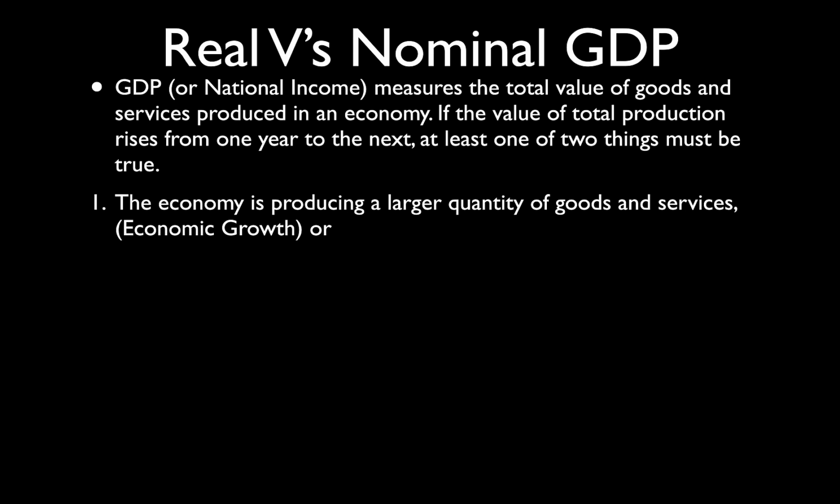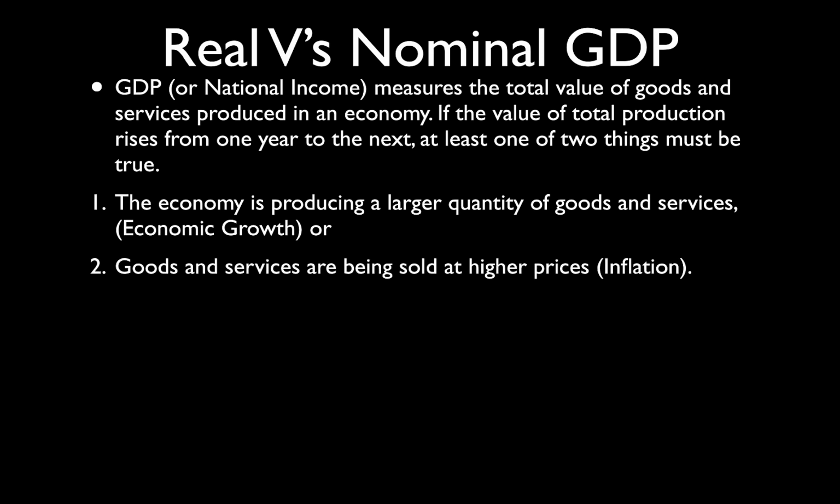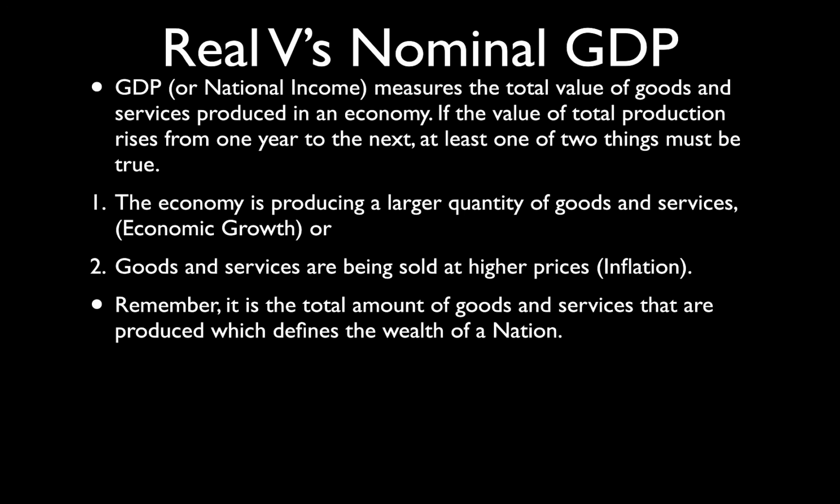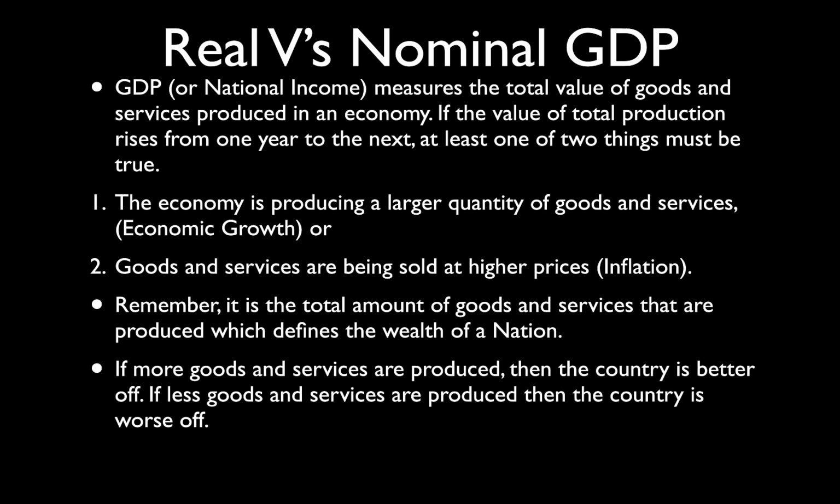Greater production means we have a higher standard of living, because greater production means greater consumption. Or the second thing could be occurring, which is goods and services are being sold at higher prices, a sustained increase in the general level of prices. Overall, prices have risen. That's called inflation. Now again, I will not shut up about this, and I'm sorry, I'm probably going on for way too long. Remember, it is the total amount of goods and services that are produced which defines the wealth of a nation. If more goods and services are produced, the country is better off. Why? Because we can consume more. If less goods and services are produced, like right now during the COVID pandemic, because businesses are shut, well then we are worse off.